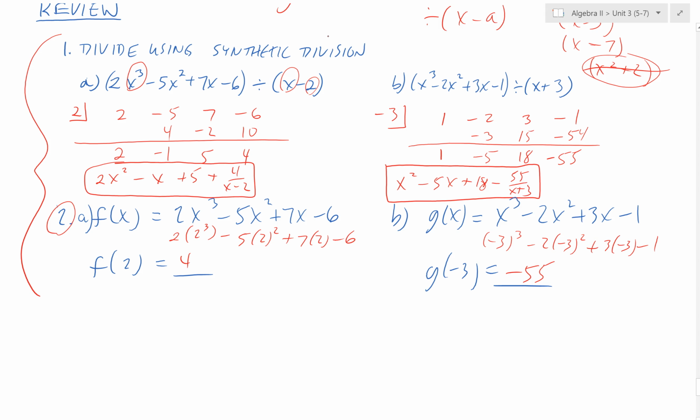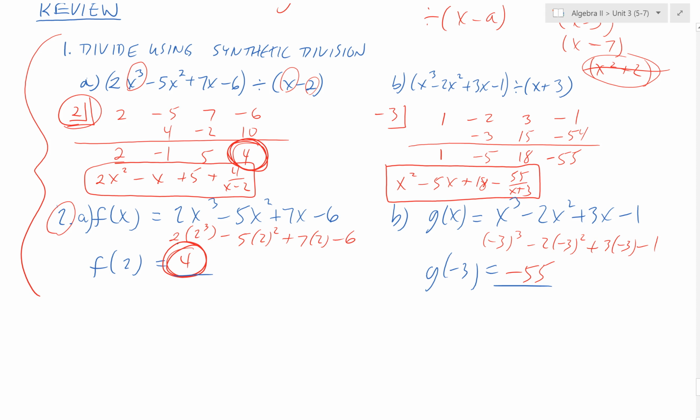In this one, we look at our original problem. We divided by x minus 2. In problem 1a, we divided by x minus 2. And what number did we put in the box? 2. Out here we put 2. The remainder we got at the end was 4. The answer we get when we plug 2 into the polynomial is also 4.